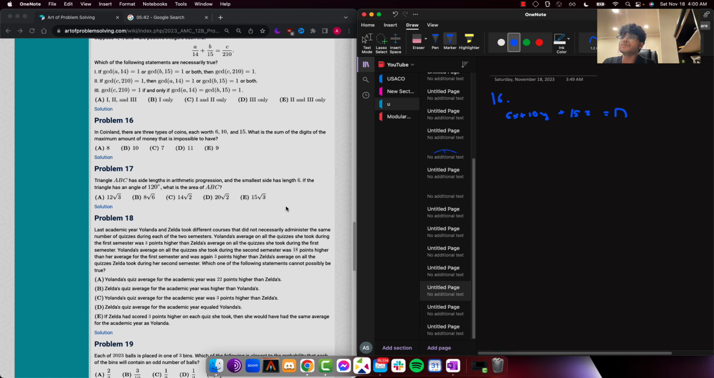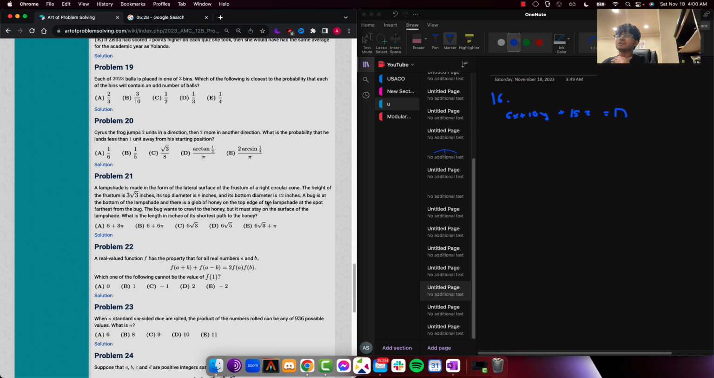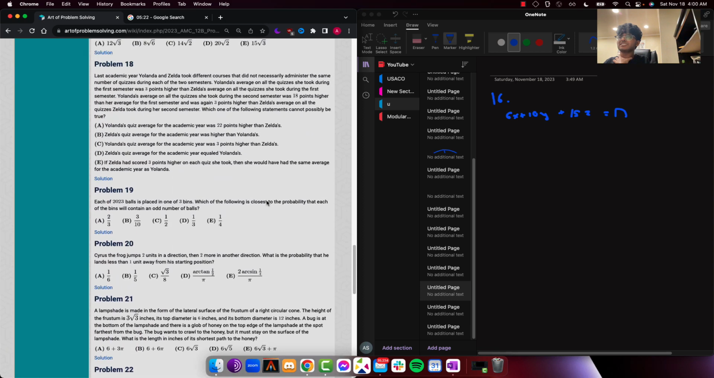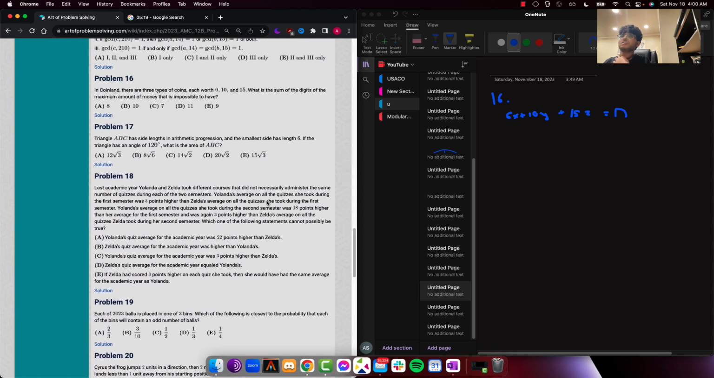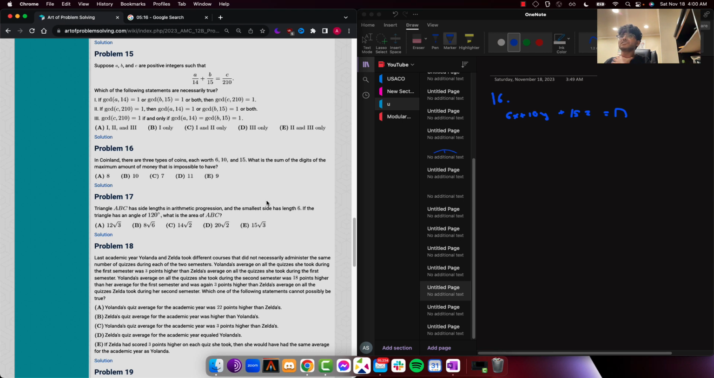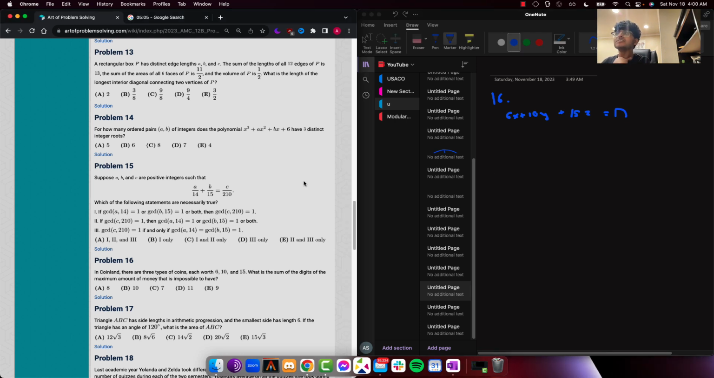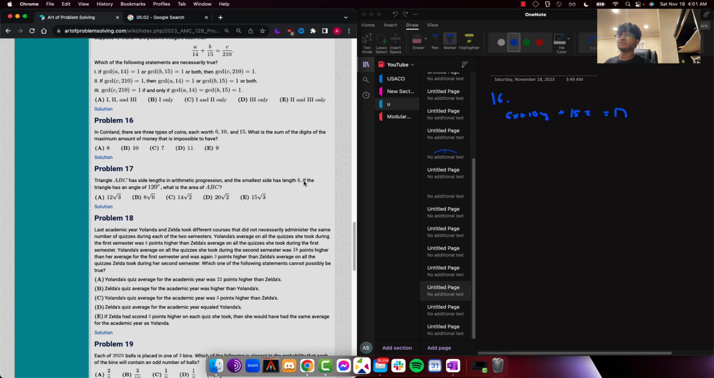In Coinland, there are 3 types of coins. Okay, so this looks like a modular arithmetic problem to me, but there is going to be a lot of casework here, is what I think. So that's why I don't want to do this right now, but everything else looks like it's going to take an annoying amount of time as well. I wasn't able to go as fast on this because I had to write things out without a stylus, without an Apple Pencil, so I'm going a bit slow.